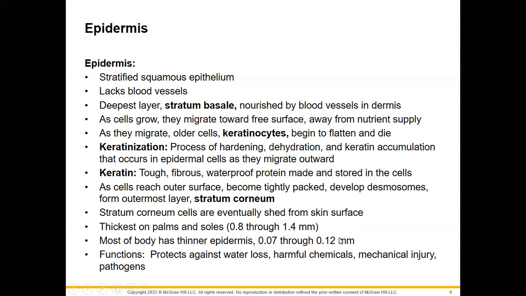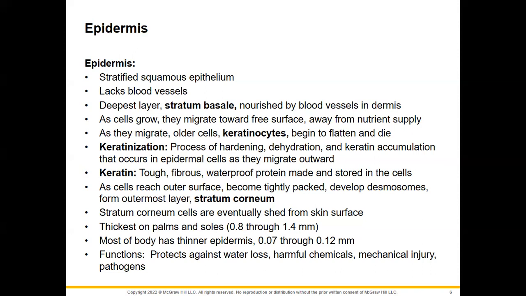0.07 to 0.12, still much, much thinner than what's on the palms and soles. All right. The functions of the epidermis are to protect against water loss. So think about people who have been burned. When someone goes to a burn unit and lots of the percentage of their body has been burned, that epidermis is damaged. So those patients have to be protected from dehydration, because there's no keratin left.